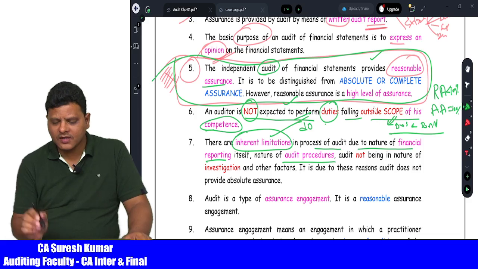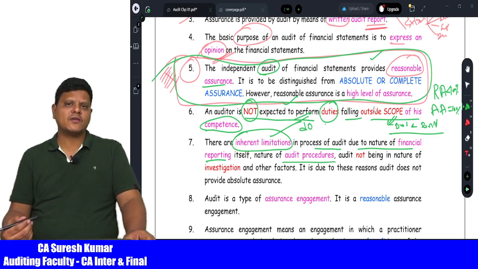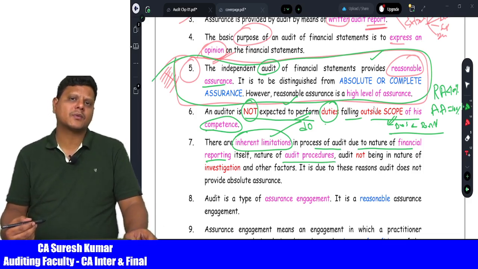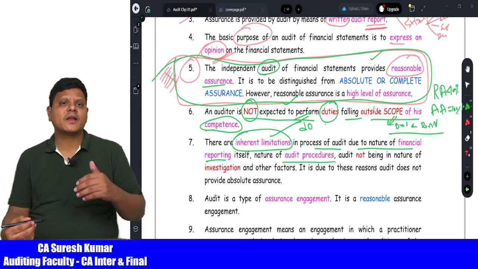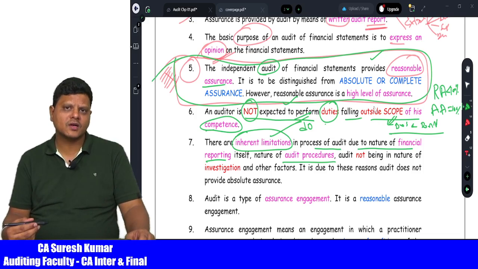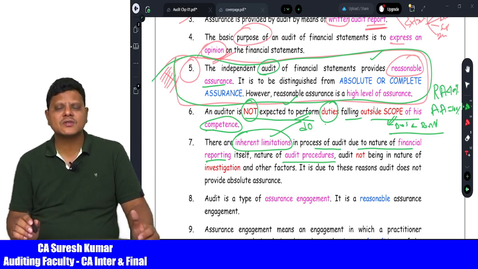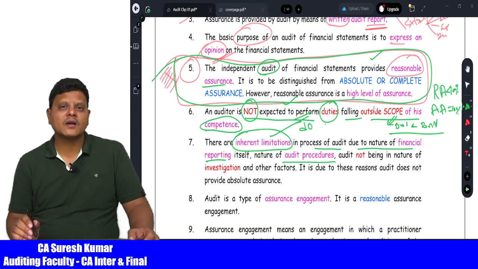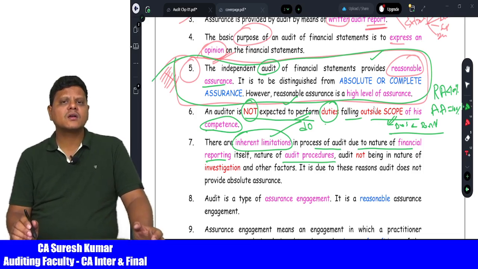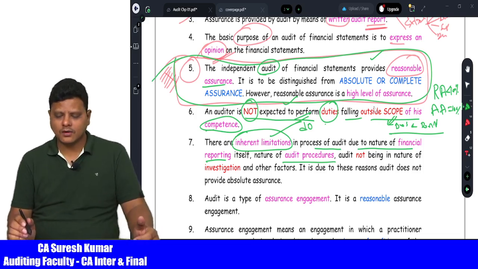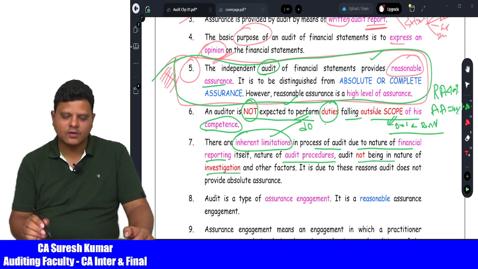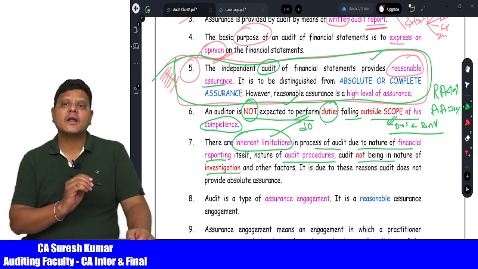Nature of audit procedures. As per SA 500, the audit evidence standard, the auditor is going to apply various methods of obtaining evidence. Some of the methods may not be suitable during the course of the audit. There are various procedures in the auditing paper, like analytical procedures, substantive procedures. It may not always be workable to the auditor. And audit not being in the nature of investigation. That's what we told: audit is not an investigation.